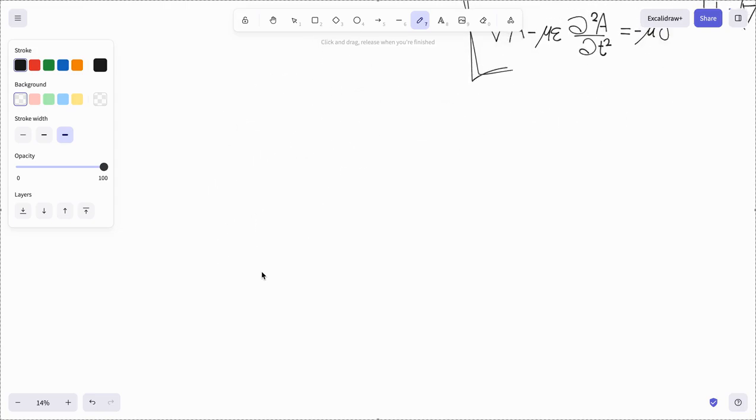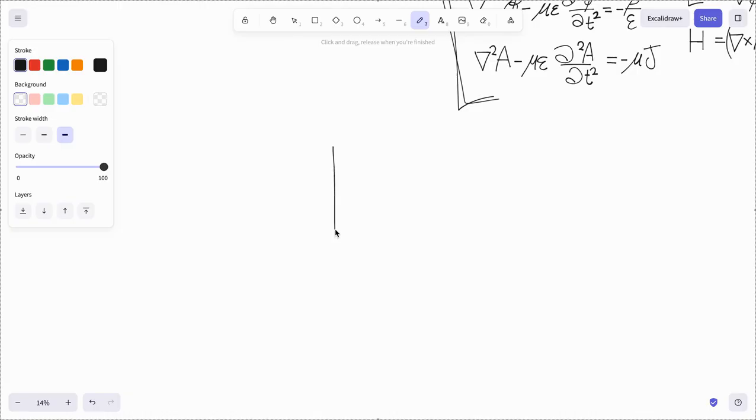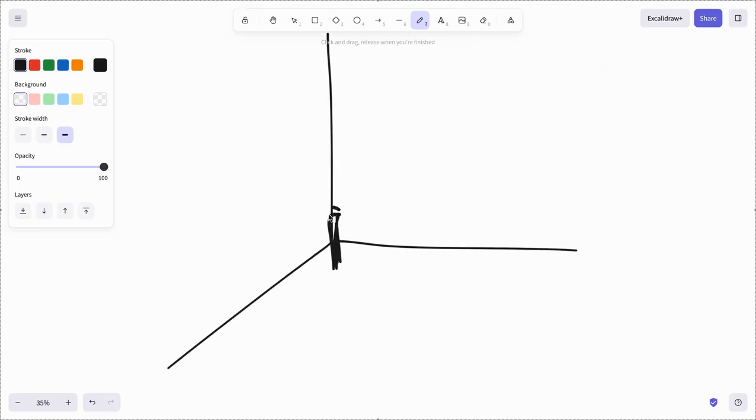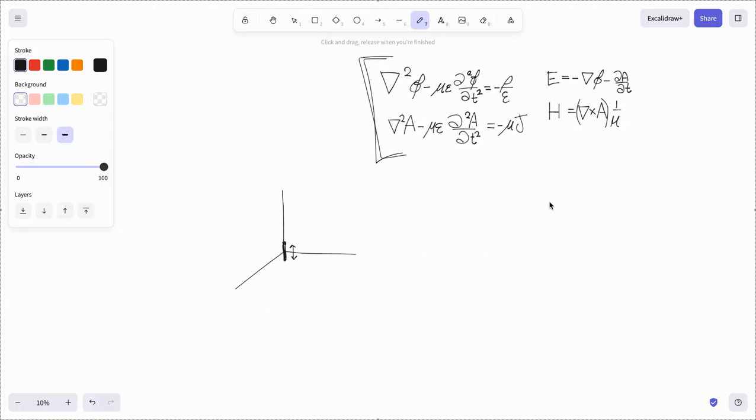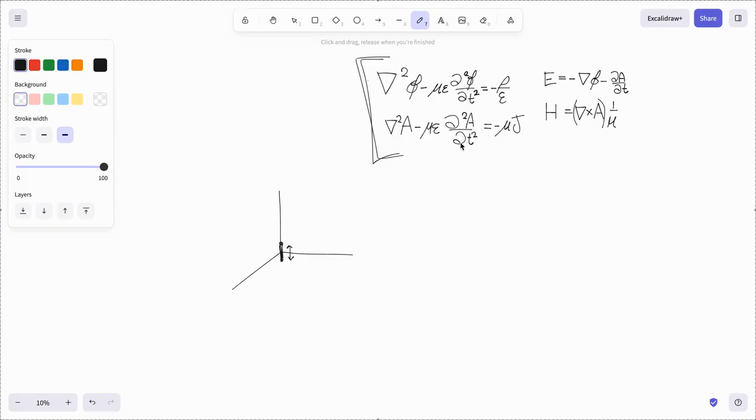The classic way of describing an antenna is as an infinitesimally, or not infinite, but as a small alternating current. So we have a tiny wire like this with an alternating current going back and forth. This is the standard way of describing an antenna. We're going to see how we can use our inhomogeneous equations to solve for the potentials and then the electric and magnetic fields of a dipole antenna like this.